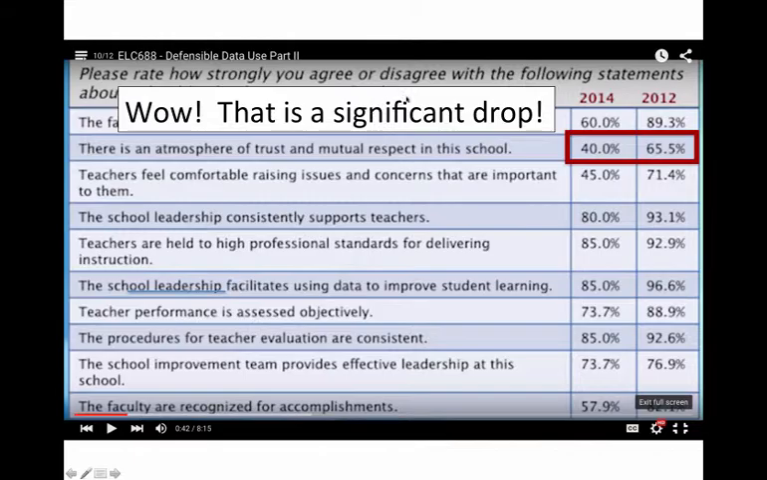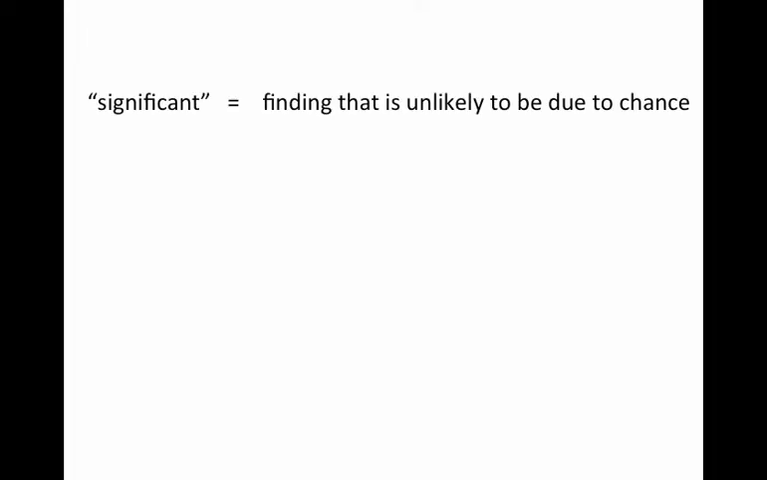But that language, that use of the word significant, is problematic. Here's why. Within statistics, the word significant has a very particular definition. It refers to a finding that is unlikely to be due to chance. We demarcate it in this way: P is less than 0.05, which refers to the probability that the finding is due to chance being less than 5%. In other words, there's less than 5% likelihood that this finding is due to chance.